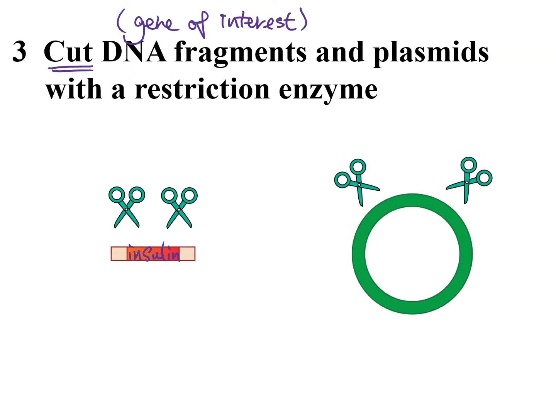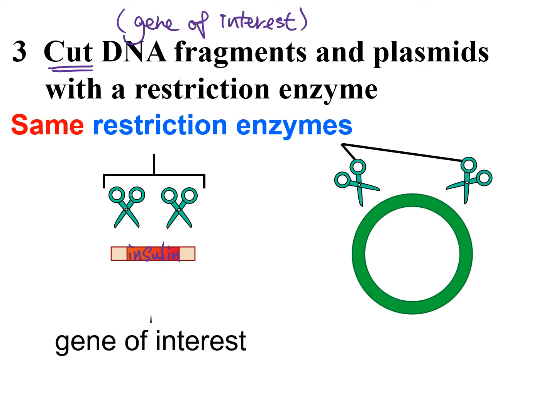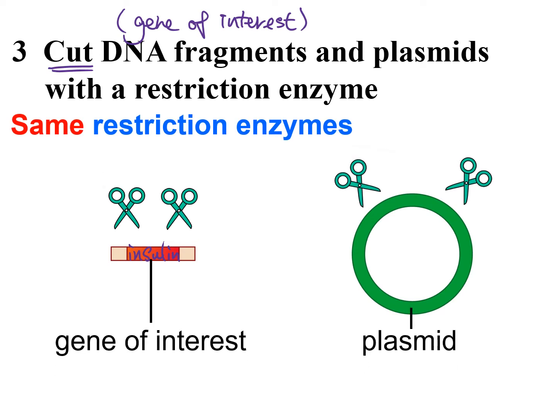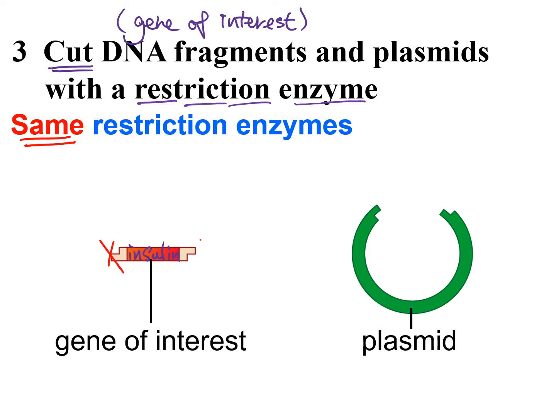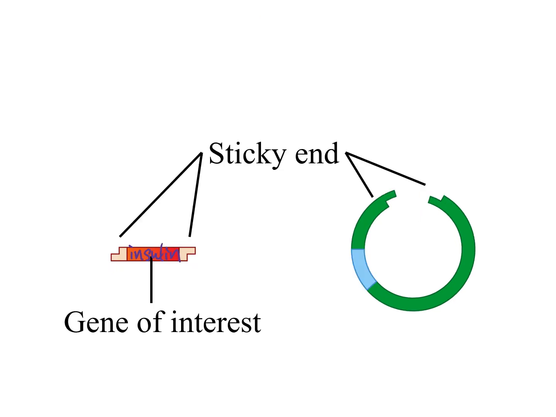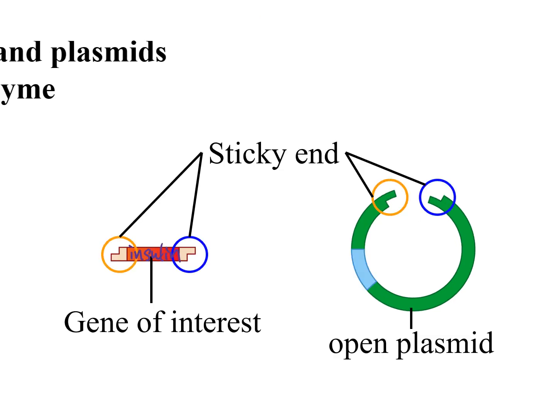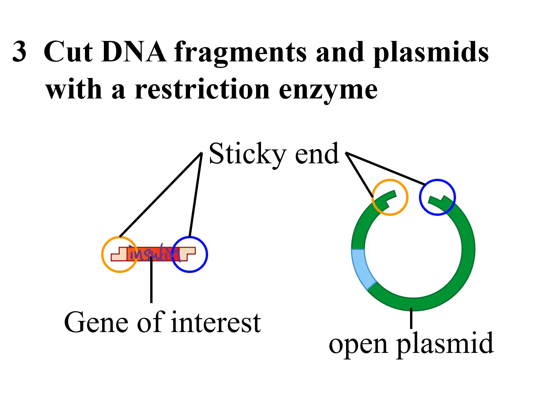After we obtain the DNA fragment, that means the gene of interest, and the plasmid, we can use a restriction enzyme to cut the plasmid and the gene of interest. Very importantly, we are going to use the same restriction enzyme to cut both edges of the gene of interest, and also the same restriction enzyme to cut the plasmid. The restriction enzyme cuts the gene of interest and opens the plasmid with sticky ends on the two sides.